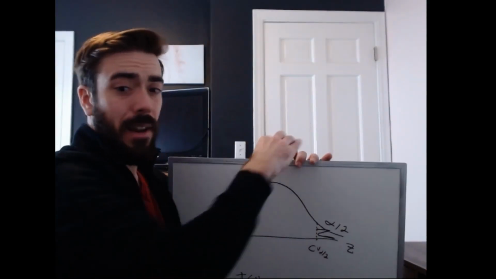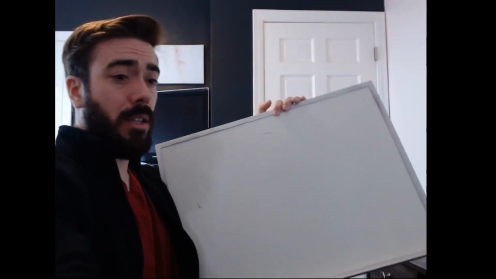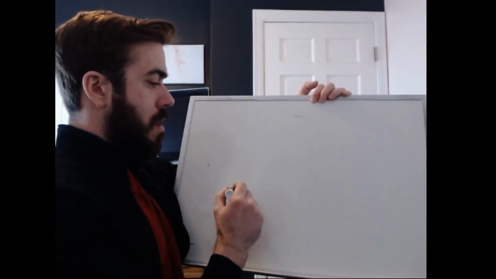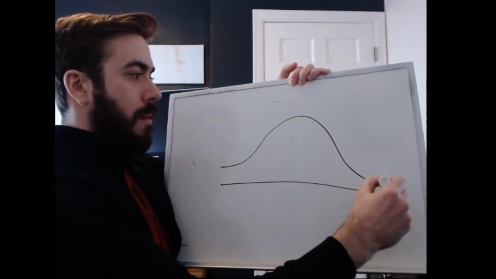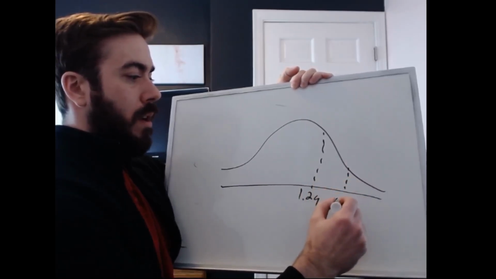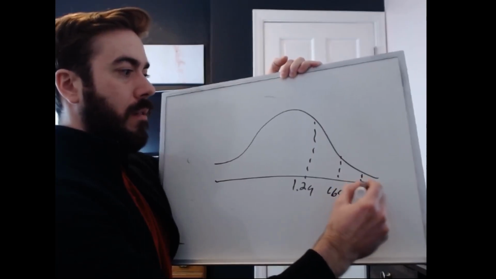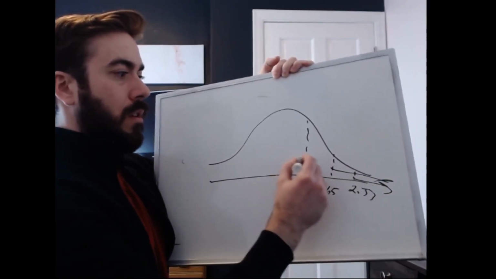If instead I'd found 1.8, what would that look like? Well, I still have the same three critical values because I still have the same type of test. I still have the same three alphas, right? So I've got 1.29, 1.65, and 2.33. Here's my rejection regions.